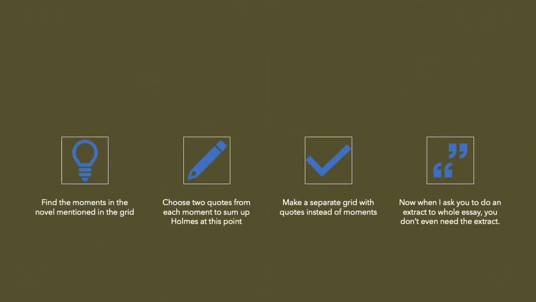So what I want you to do is find the moments mentioned in the grid in the novel. So get the book and find those individual moments. Once you've got them, once you've got the page in front of you, choose 2 quotes from each of those moments. So 2 quotes to sum up what Holmes is like at that point. So for example, we talked about in the top right, Holmes gives a demonstration. You might have the words trained bloodhound, and you might have the phrase hawk-eyed. That then should allow you to write quite a lot about what Holmes is like at that point.